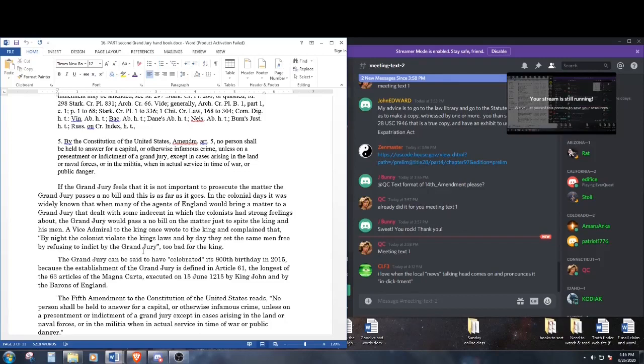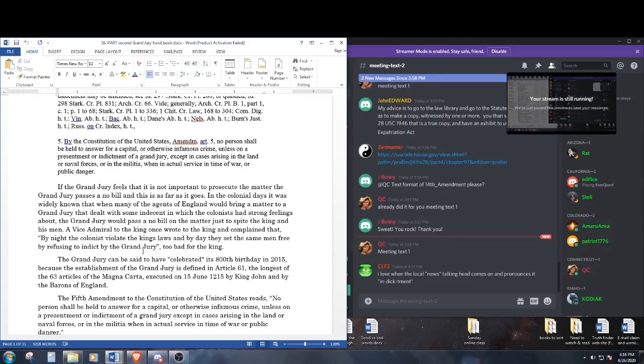A vice admiral to the king once wrote to the king and complained that, quote, by night the colonists violate the king's laws, and by the day they set the same men free by refusing to indict by the grand jury. Yeah, well, too bad for the king. And that's still the point. The grand jury is referred to, as it should be, as the fourth leg of government. So it's above everything.